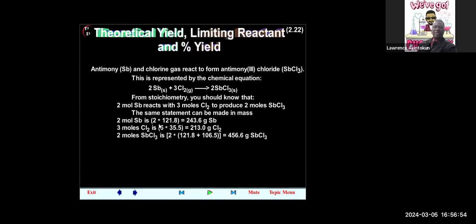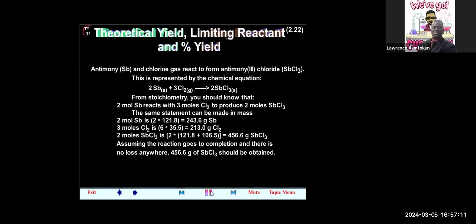Remember that you can get your mass on your periodic table. The mass of antimony Sb is 121.8, and because you have 2 moles of that, multiply it by 2. That's what they did here. Assuming the reaction goes to completion, and there is no loss anywhere, 456.6 grams of SbCl3 should be obtained. This is called the theoretical yield.